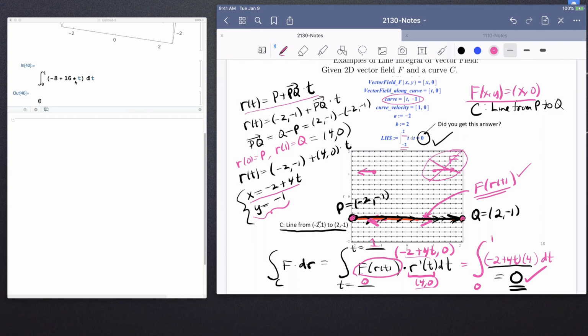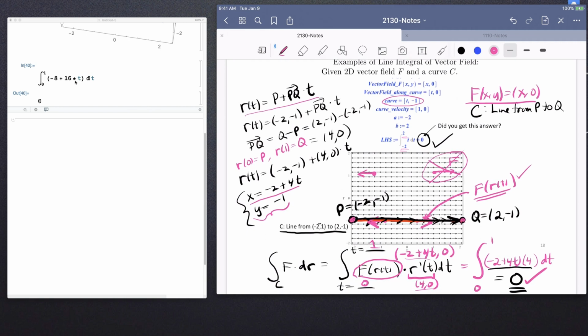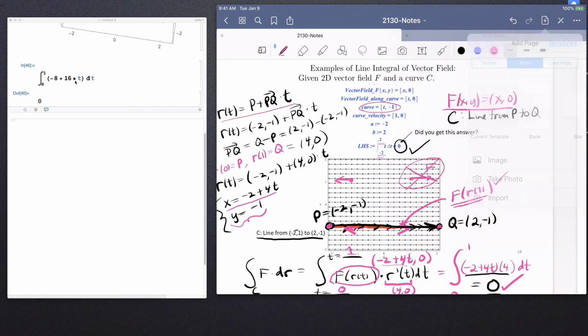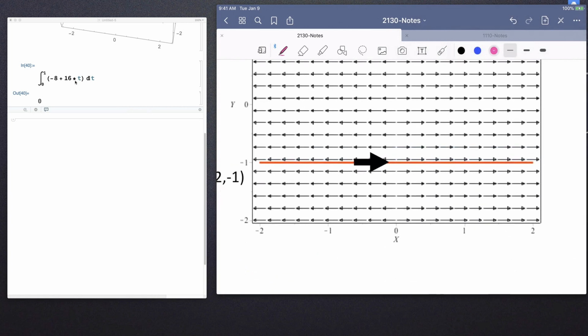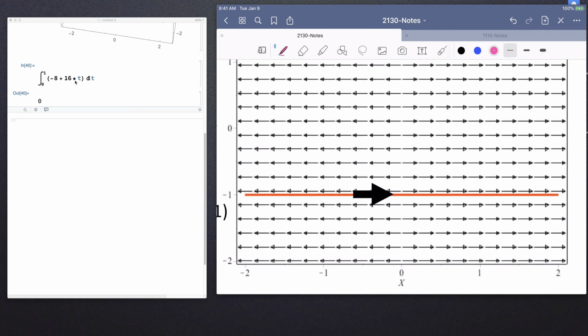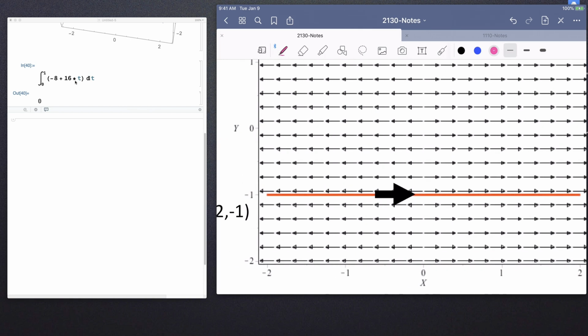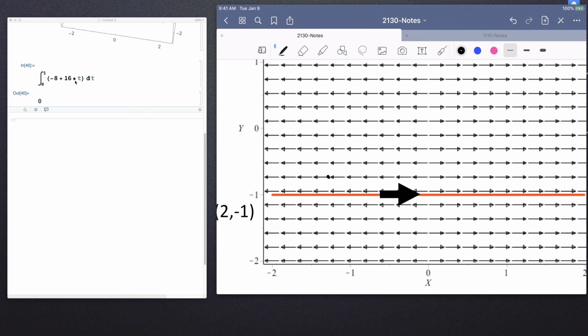Okay. Now, we get 0 as I suspected, and I suspected that because of the nature of the picture. So let me bring up this picture and look a little more closely at why we got 0 for our answer. Here in the black arrows, we are seeing the vector field itself. And this vector field, depending on the value of x, is pointing to the left or to the right. So at the points along the curve, red is the curve, we have a vector pointing to the left and to the right.